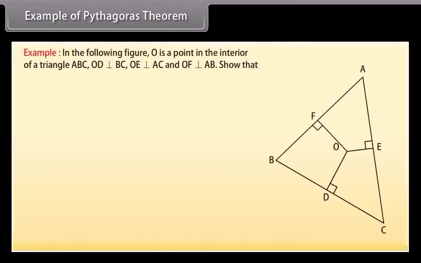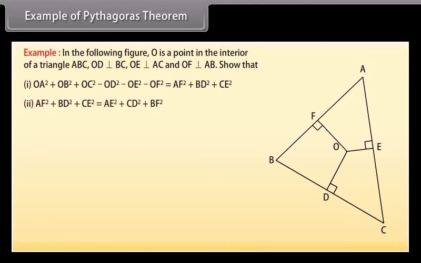Example of Pythagoras Theorem. In the following figure, O is a point in the interior of a triangle ABC. OD is perpendicular to BC, OE is perpendicular to AC, and OF is perpendicular to AB. Show that 1. OA square plus OB square plus OC square minus OD square minus OE square minus OF square equals AF square plus BD square plus CE square. 2. AF square plus BD square plus CE square equals AE square plus CD square plus BF square.